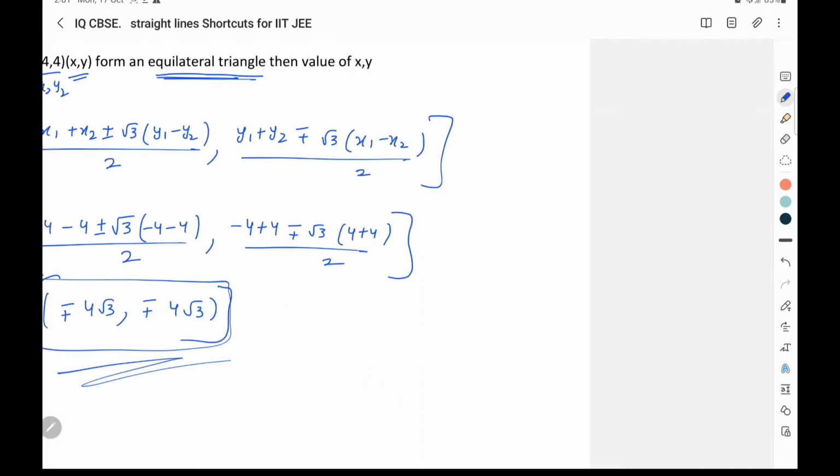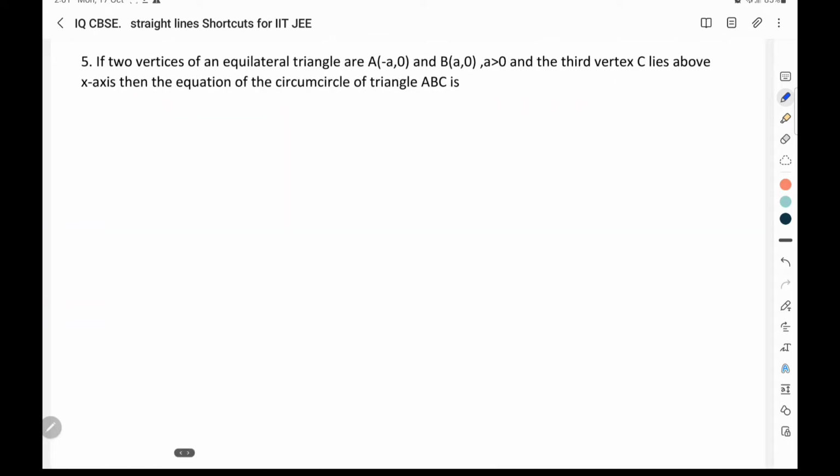Okay, next one. Similarly, if 2 vertices are given, we have to find the third vertex. But it is given that it lies above the x-axis, and we need the equation of the circumcircle. Okay, circumcircle. So here again, similar story. First we need to find the third vertex.